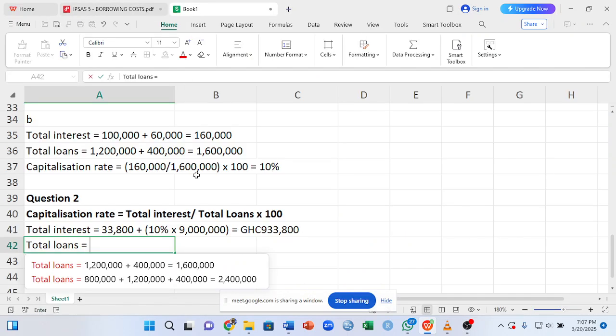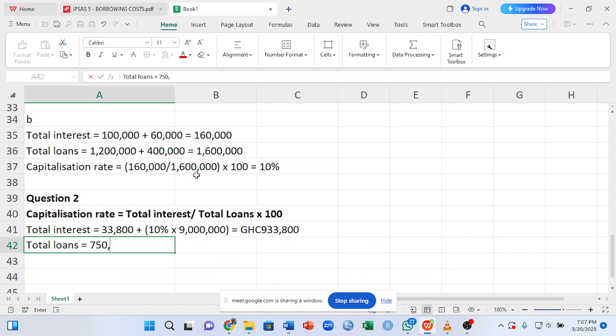So 750. Then we add the 9 million. So this will clearly give us 9,750,000.